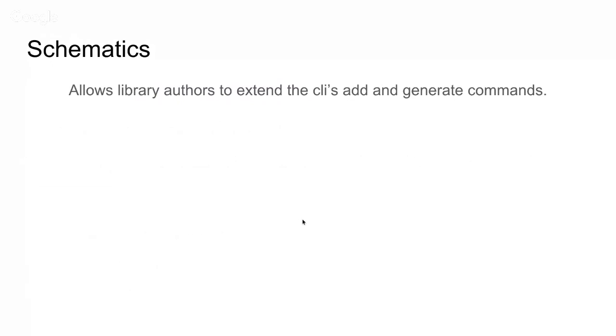Schematics. If you've not heard of schematics yet, that was something I think they added in 5, which is basically a way to extend the CLI. So with ng, you have the ng generate command, which will build out a component. What schematics will let you do is write your own generate commands so that you can add things to the CLI for your particular library, or maybe you don't like the way Angular defaults the components. You can customize that with schematics.